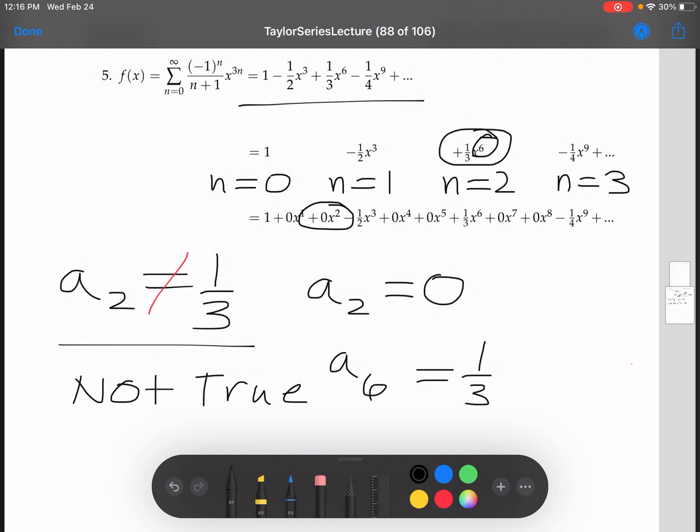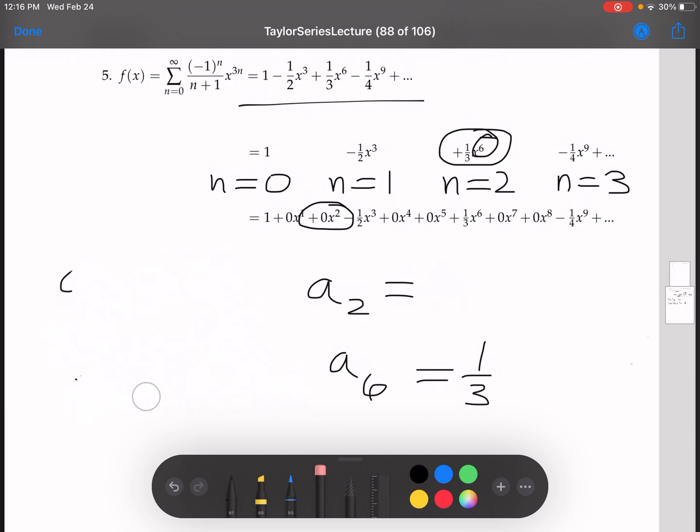So what happens often for students is they write this out and a question will say, well, what is a2? a2 equals what? And students will say, oh, well, let's see, when I plug in n equals 2, I get that, so a2 must be 1/3. But that's not the case, right? It's not true that this is equal to 1/3, because what is a2? a2 is the number in front of x squared. The number in front of x squared, in this case, is 0. So a2 is 0.